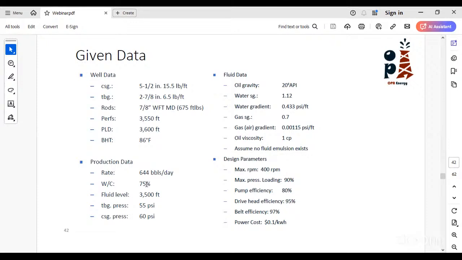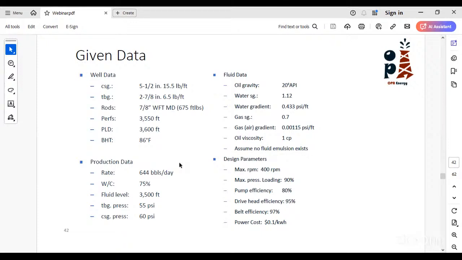The production data: you are targeting a rate of 644 barrels per day. Water cut 75%. The fluid level is 3,500 feet. And you can say that this fluid level is very low, which means that your reservoir is declining rapidly and you don't have a good pump submergence for this application. And of course, you will need a very high net lift in this application. The tubing pressure or the flow line pressure is 55 psi. The casing pressure is 60 psi.